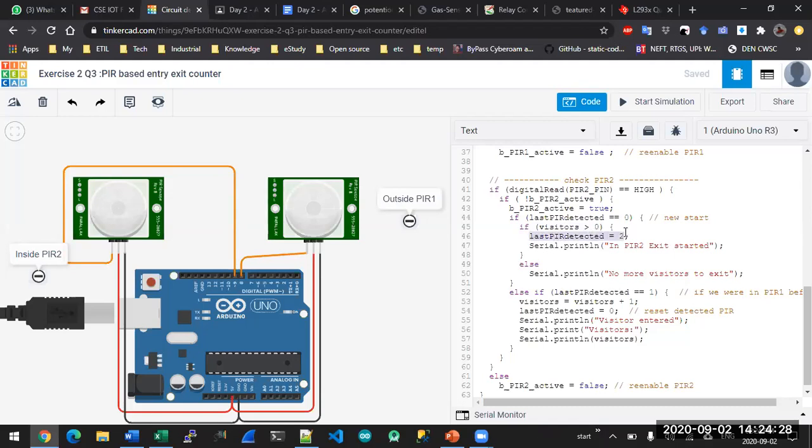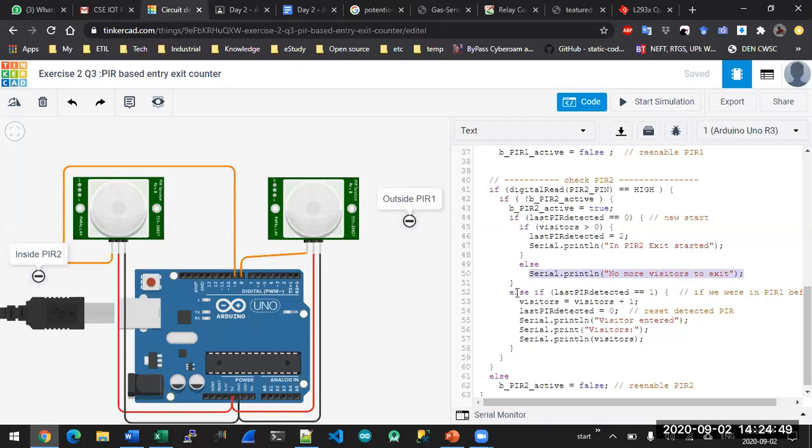That means last PIR detected should be 2 now, and we just print "exit started". And if visitors is 0, then we just print "no more visitors to exit". And then the rest is the same code as above.